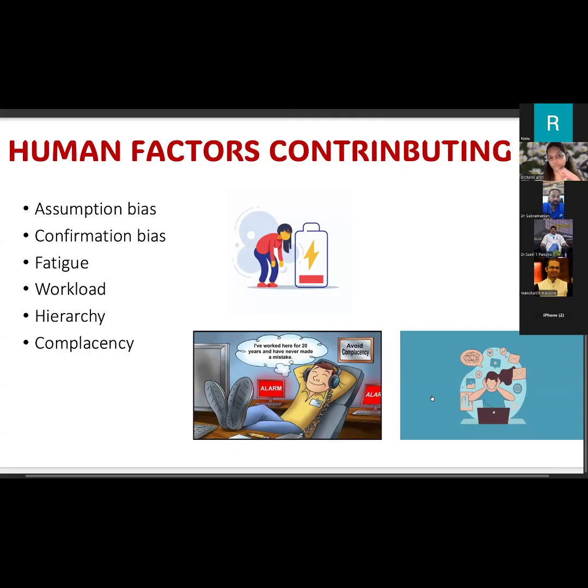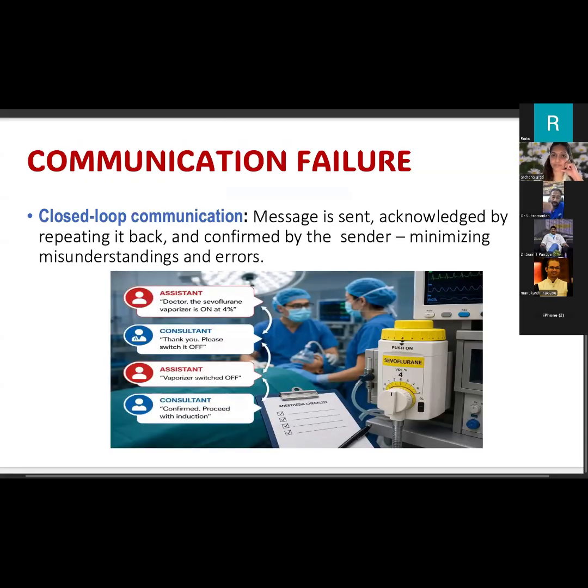Again, this is where the Swiss cheese model by James Reason works, where all the errors fall together, and that leads to a critical incident. So next, moving on to the communication failure.